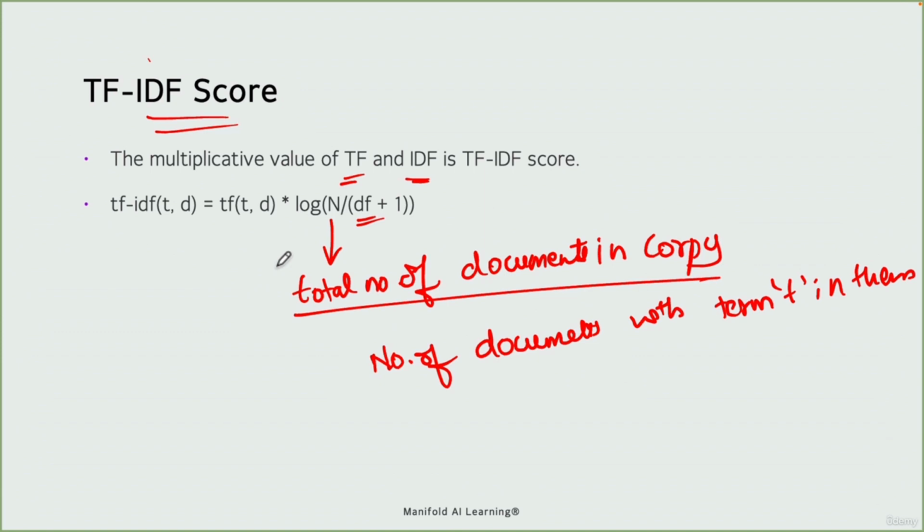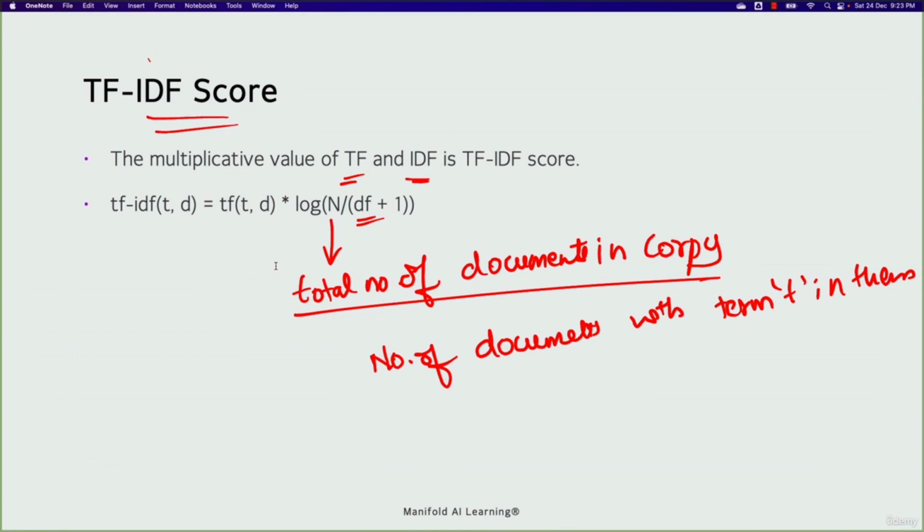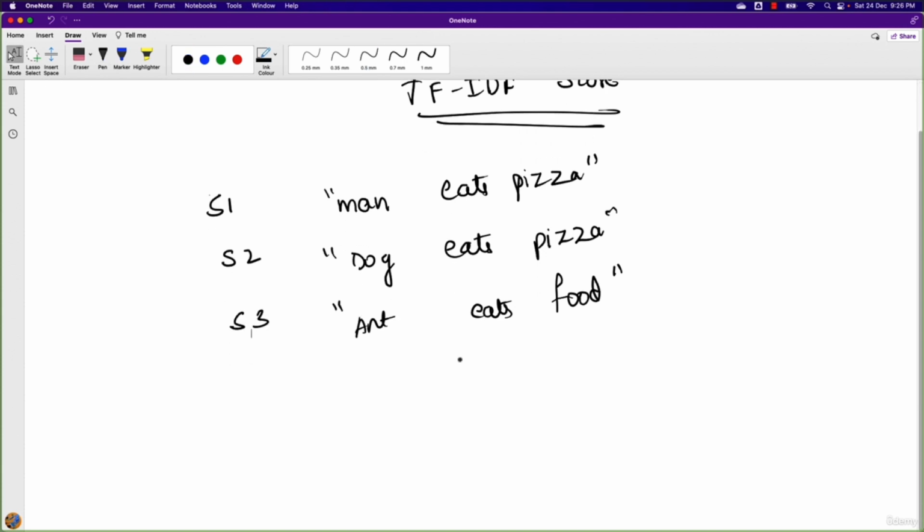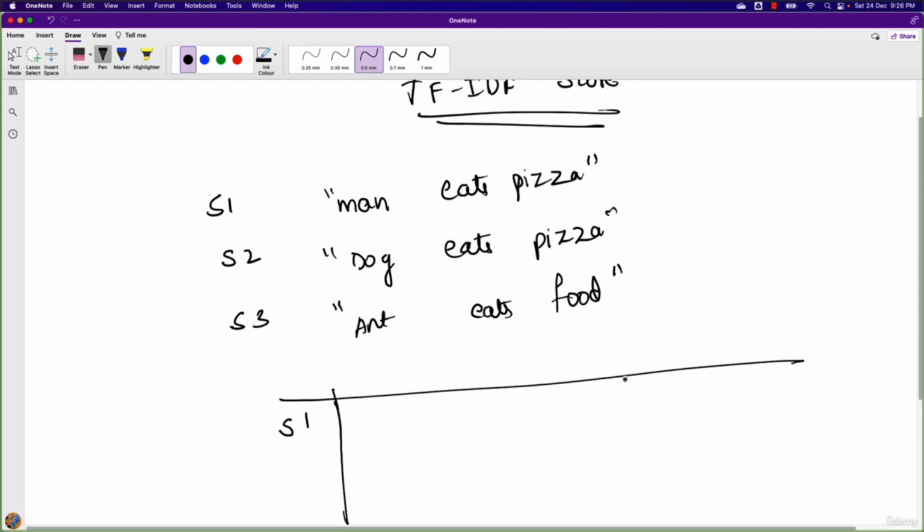Now that you have understood how this data would look and how we generally calculate the TF-IDF score, let's go ahead and perform this activity. I'll open my OneNote. Here I've got three sentences: man eats pizza, dog eats pizza, and ant eats food. These are the three sentences in this data set. To generate the TF-IDF score for each term, let's consider sentence one. First, along the columns, I'm going to list down the unique words in this overall text corpus.